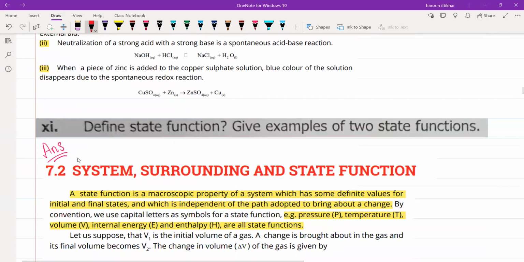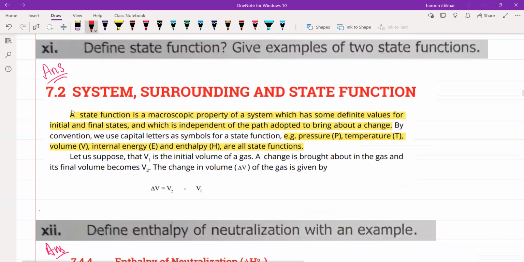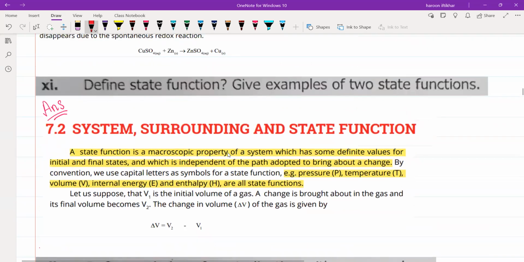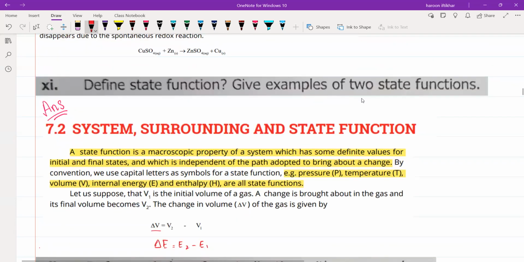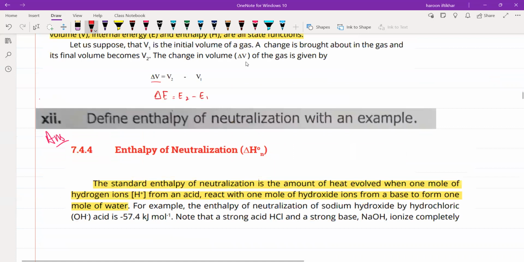Now, the state function is actually topic 7.2 in your book, which is dependent on the initial and final state. So it's a macroscopic property of system that has some definite value for initial and final states. So you can see the examples here as well. You can give example of a state function, like volume, or internal energy, where the change is equal to E2 minus E1. You have to write minimum two examples here. Half mark for each example and 1 mark for the definition.